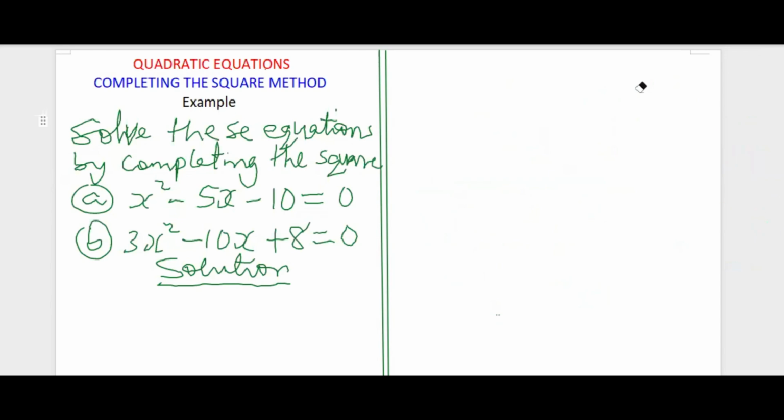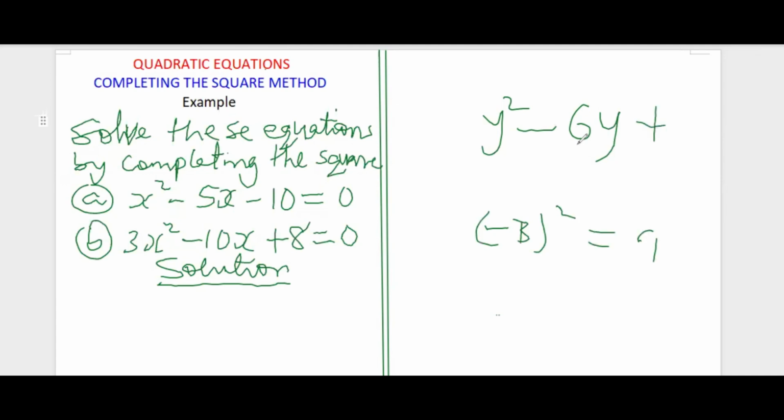In addition, for example, if you are asked, given y squared minus 6y, what must be added to this expression to make it a perfect square? It is half of this, which is minus 3, all squared, which is 9. That means it's 9 that you add to this place. If you factorize this one now, it will give you y minus 3 all squared, because you pick the letter, then half of the coefficient, all squared. So if you expand this, you get this back. So let's move on to business.